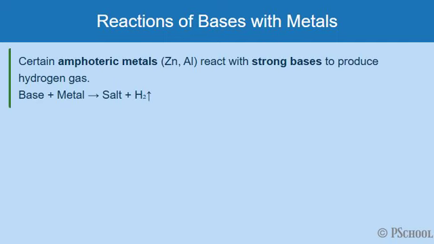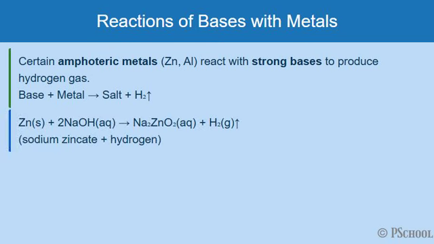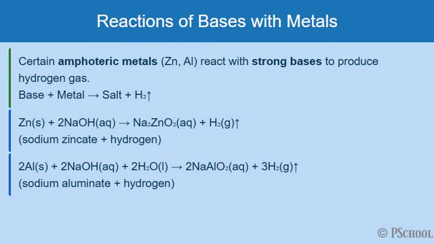Certain amphoteric metals, such as zinc and aluminium, react with strong bases to produce hydrogen gas. General form: base plus metal gives salt plus hydrogen. Zinc solid plus 2 sodium hydroxide gives sodium zincate aqueous plus hydrogen gas. 2 aluminium plus 2 sodium hydroxide plus 2 water gives 2 sodium aluminate plus 3 hydrogen gas.